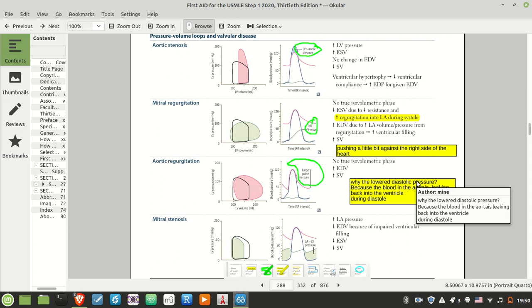Systolic and diastolic pressures are the pressures in the aorta at those specific times: systolic pressure in the aorta during systole, diastolic pressure in the aorta during diastole. So why do you have this decrease right here during diastole? The reason is that, as we know, during aortic regurgitation, the blood in the aorta is leaking back into the ventricle. This allows you to have a greater end diastolic volume, because you're getting blood not just from the atrium, but also from the aorta, because it's leaking back. So you have some ballooning and dilation of the left ventricle.